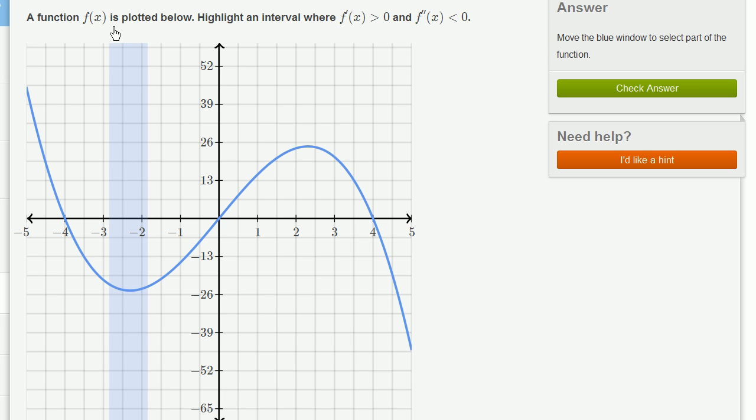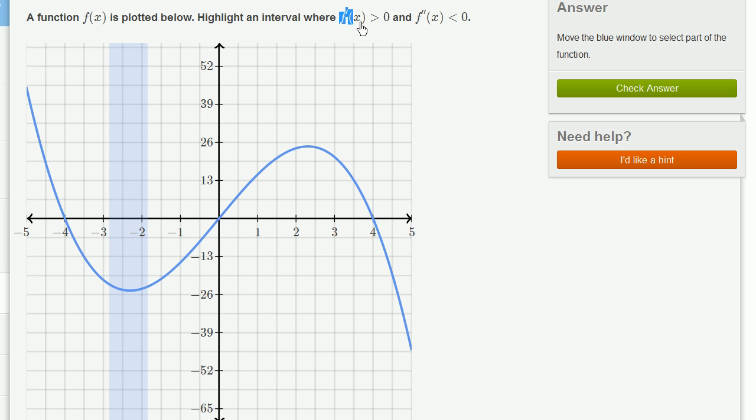A function f of x is plotted below. Highlight an interval where f prime of x, where we could say the first derivative of f with respect to x, is greater than 0, and f double prime of x, or the second derivative of f with respect to x, is less than 0. So let's think about what they're saying.